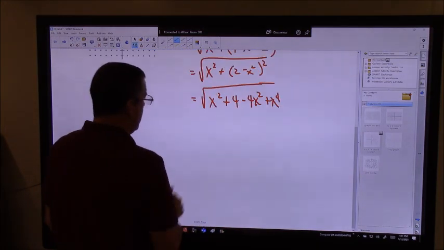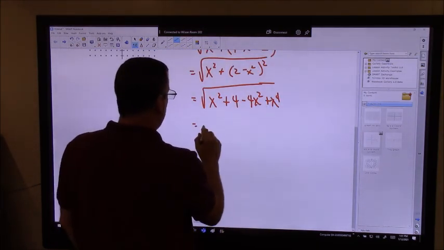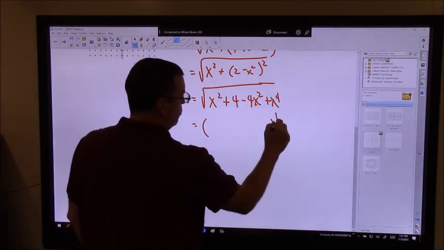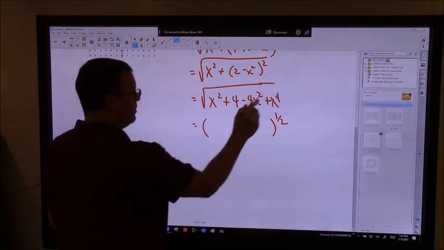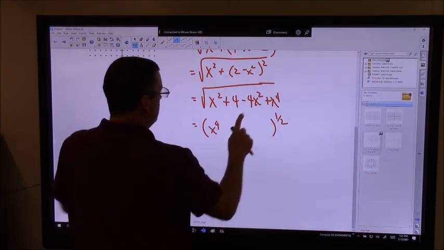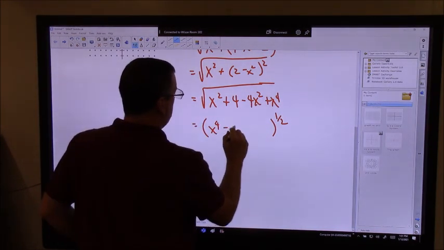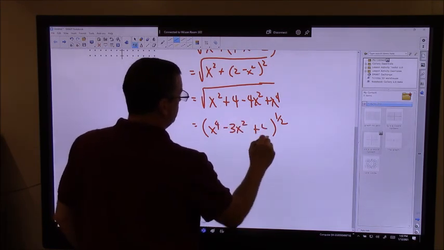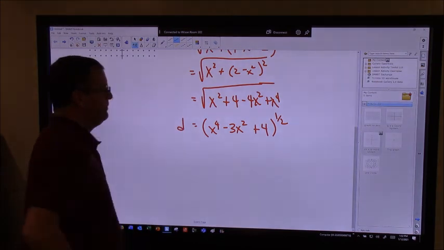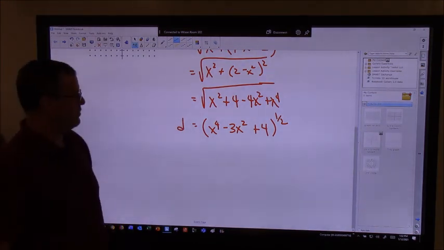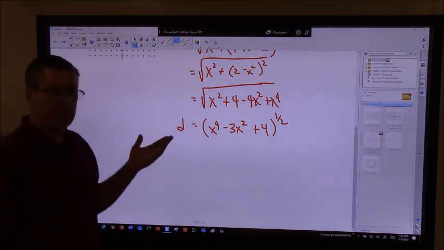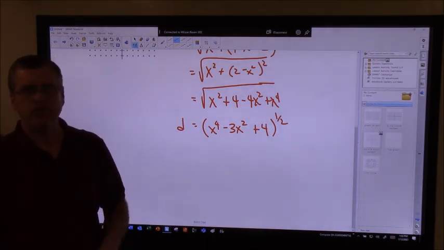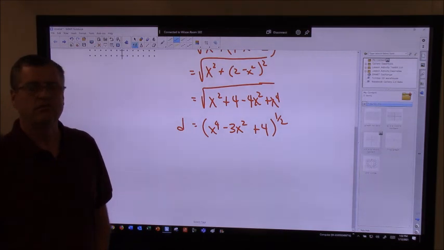So now what I have is x to the 4th. I'm going to put this in parentheses and raise it to the 1/2. Okay? So x to the 4th. If I add these two together, I get negative 3x squared and then plus 4. There's my function for the distance. And so now to minimize it, we have to take the derivative, set it equal to 0, and solve. You guys take it from there.